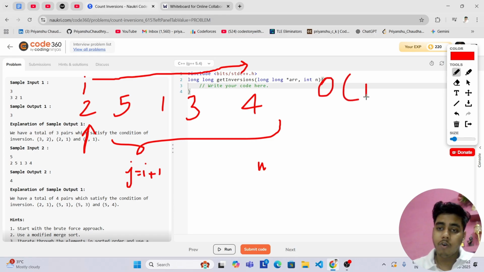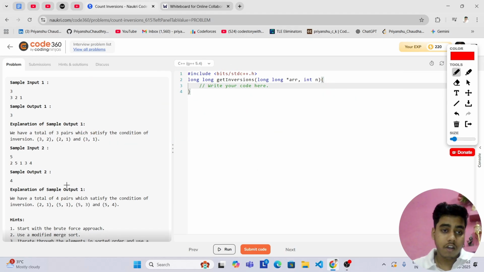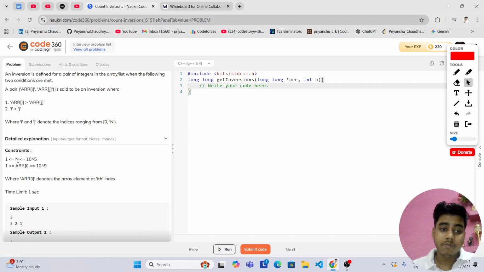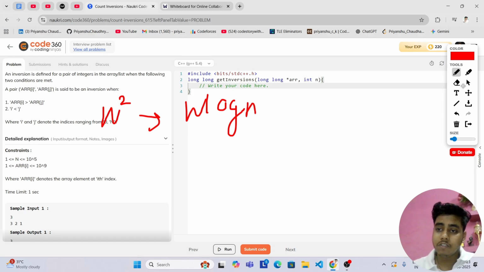But this will take big O of n square time complexity, and in our constraint it is given that n is from 1 to 10 to the power 5, and we know that this will not run in big O of n square, so we need to optimize it. We need to optimize to either big O of n log n or less than this. So let's try to optimize this.